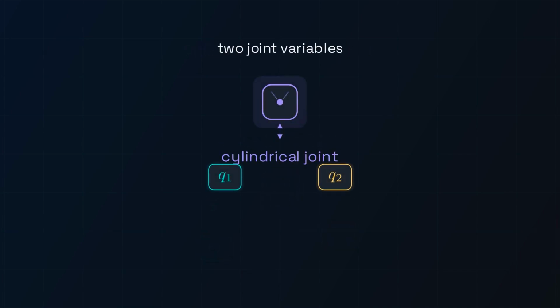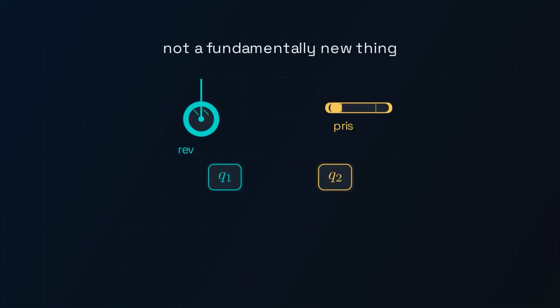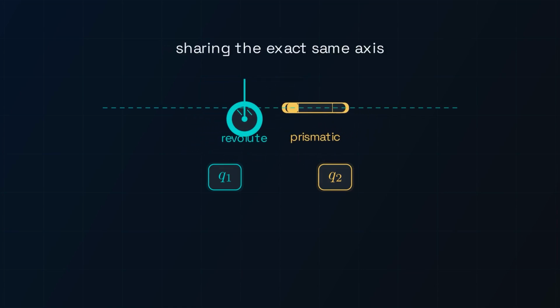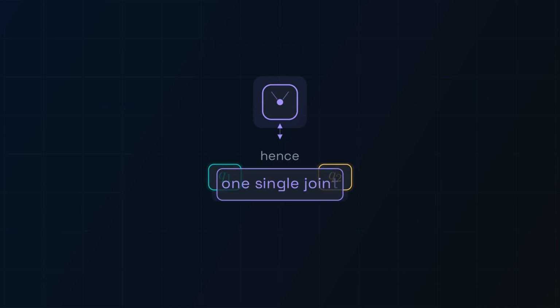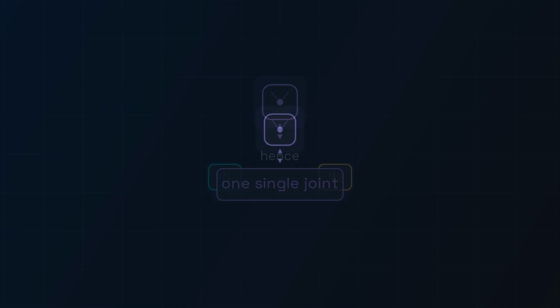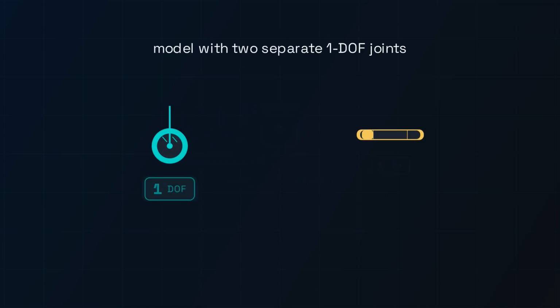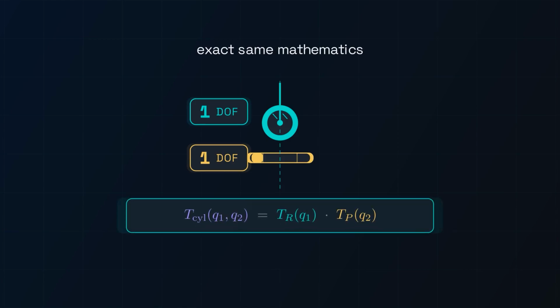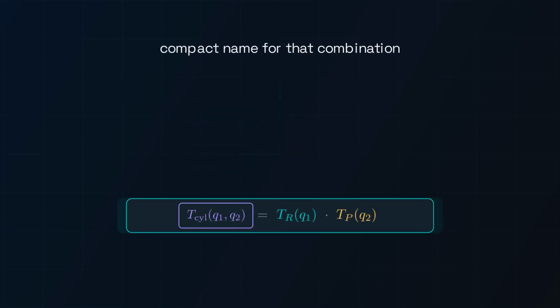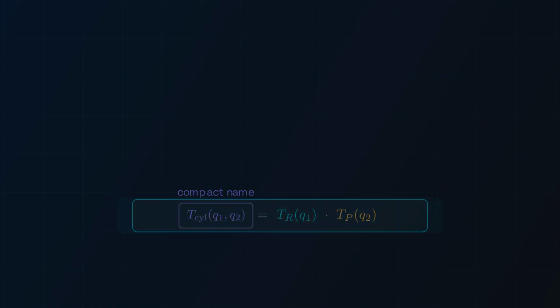And the key insight is that a cylindrical joint is not a fundamentally new thing. It's just a revolute joint and a prismatic joint sharing the exact same axis. The rotation is one degree of freedom and the translation is the other, and they happen to live in the exact same place, hence one single joint. You could model a cylindrical joint with two separate 1 DOF joints stacked at the same location, and you would get the exact same mathematics. The cylindrical joint is just a compact name for that combination.